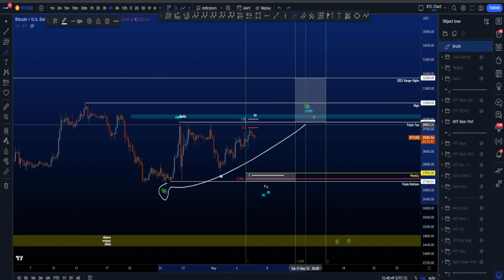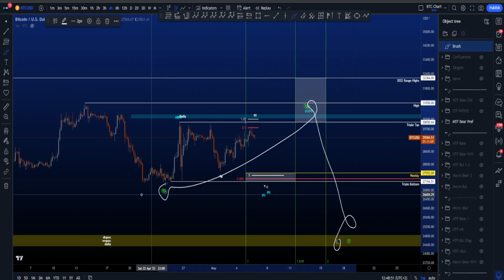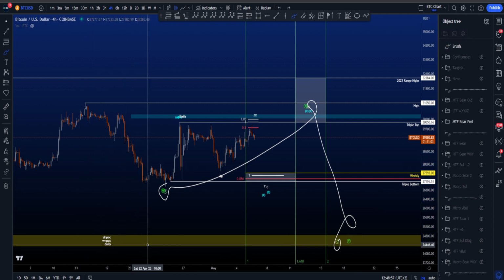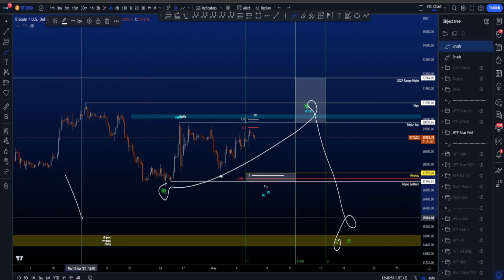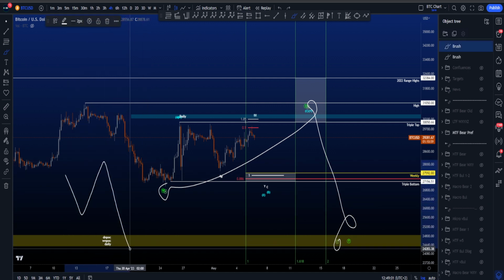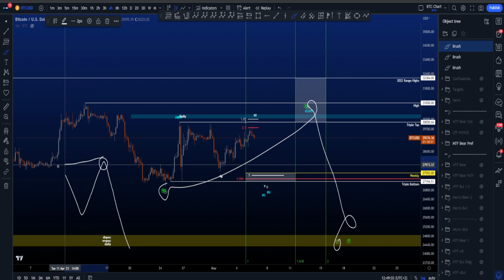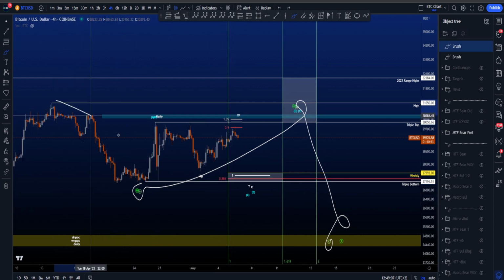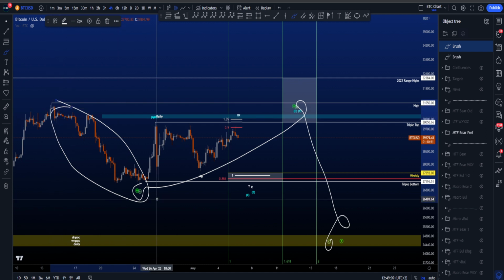So an ABC can be a zigzag structure in a 5-3-5, but an ABC is also the letters that we use in a flat, which is an ABC where wave B is often taking the high of wave A. So what is important is: is this a 3-wave structure or is it a 5-wave structure?